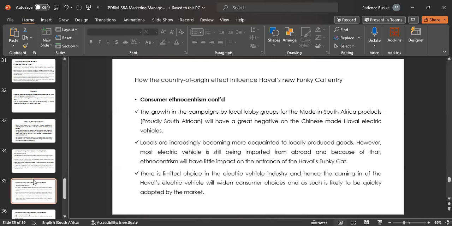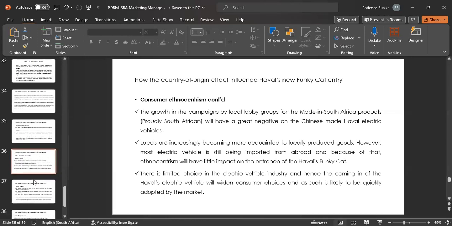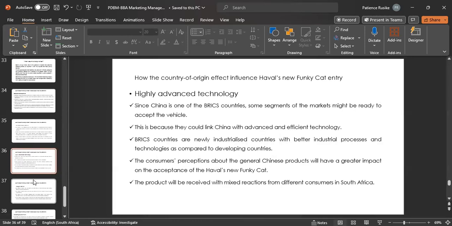So the country of origin, we are simply saying that customers develop a perception because of the reputation of the country where that product is coming from. So that's how it influences the entry of that product. Another factor that has a bearing on entering into a market, looking at the country of origin, is highly advanced technology.